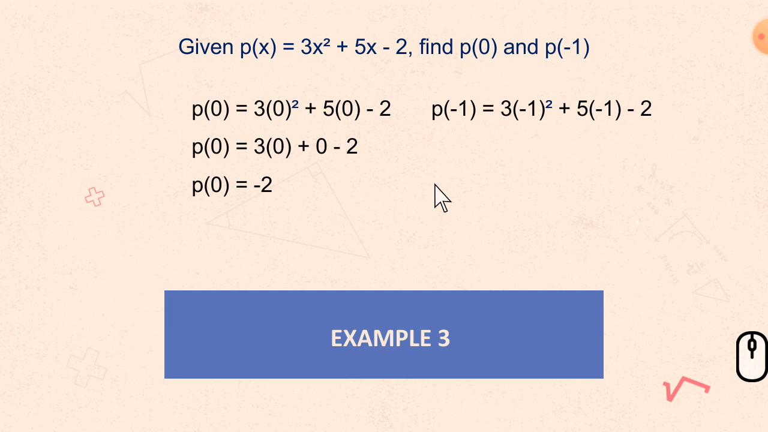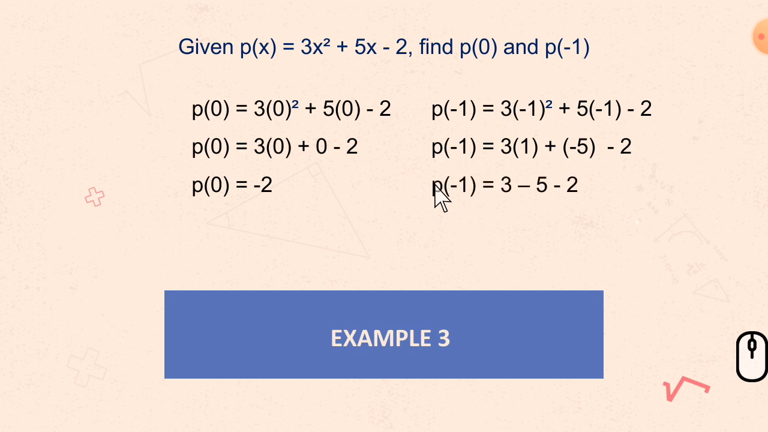So, P of negative 1 is equal to 3 times negative 1 squared plus 5 times negative 1 minus 2. Kung napapansin natin, sabi natin kanina, in substituting the expression, kapag yung sinasubstitute natin na assigned value ay i-enclose natin sa parenthesis para iwasan ang pagkakamali. Therefore, ayan, negative 1 squared is 1. Plus 5 times negative 1 is negative 5 minus 2.